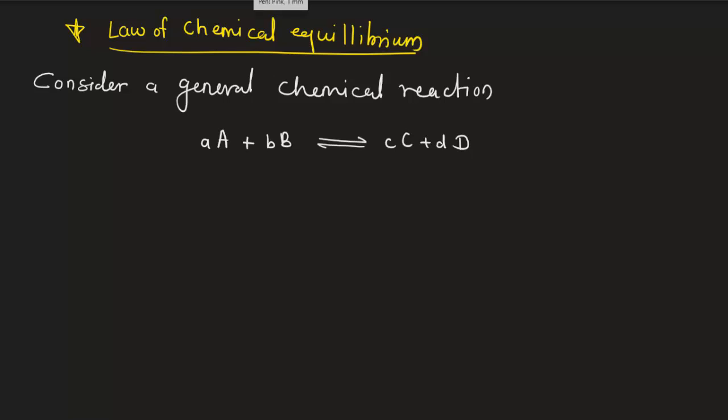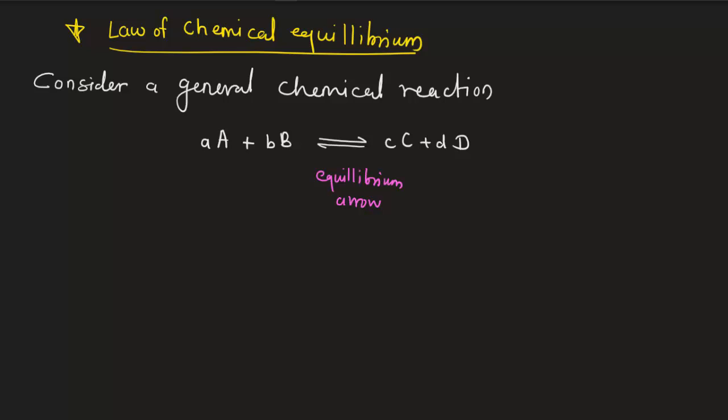Now observe this arrow. This arrow is called the equilibrium arrow. Equilibrium arrow means our reaction is now at a stable point. It is not moving either in the forward direction or in the backward direction.